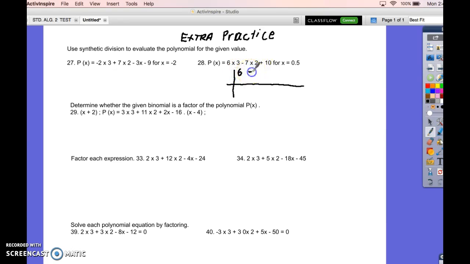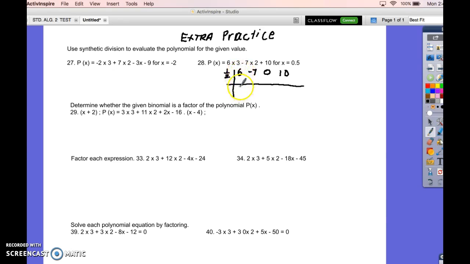Then the next one is negative 7, because that's a 7x squared. And we don't have an x term, so we have got to put a 0 in for it. 0x, and then we end up with 10. And we want to evaluate it at 0.5, which is the same as 1/2. And notice when you have an x2 here, you put exactly what it says. You don't put the opposites. So it's a half or 0.5.